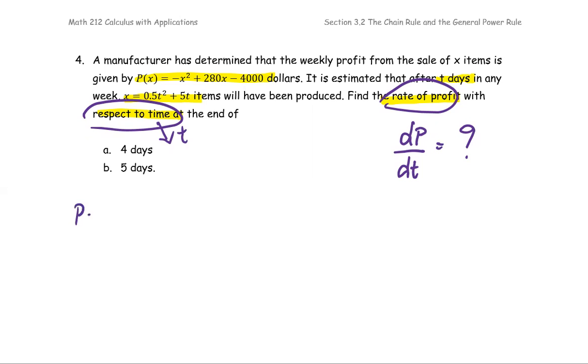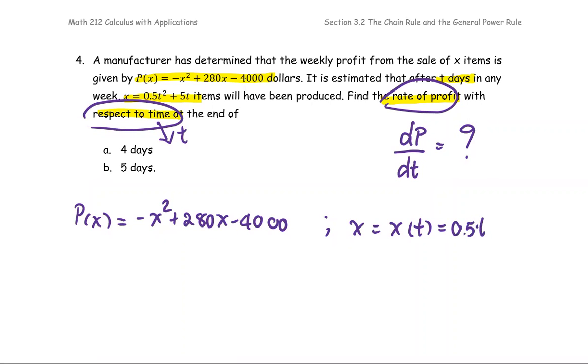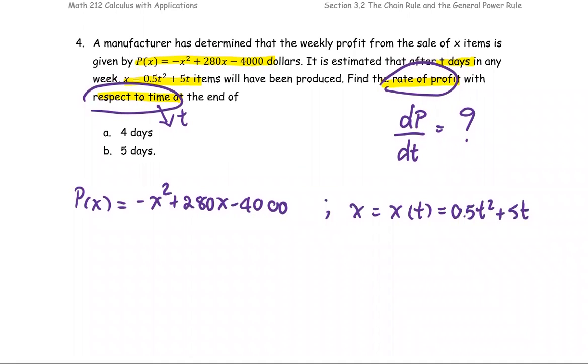The function p provided in this problem is a function p of x, which is negative x squared plus 280x minus 4,000. And then x is a function of t. As you see, there is a connection of p to x and x to t. The x is in terms of 0.5t squared plus 5t. To find dp/dt, think about how to find the derivative of p with respect to time t, where p begins as a function of x and x is a function of t.